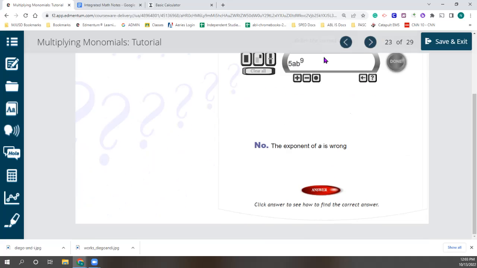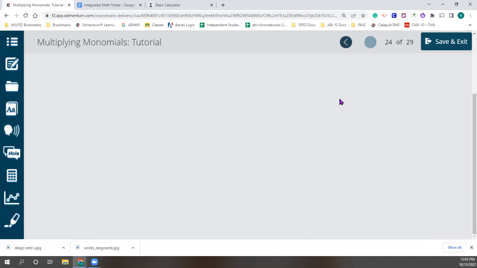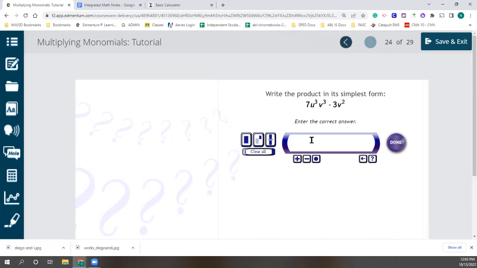How do I refresh that? Okay. All right, I guess I'm moving on. 7U cubed V cubed multiplied by 3V squared. Write the product in its simplest form.